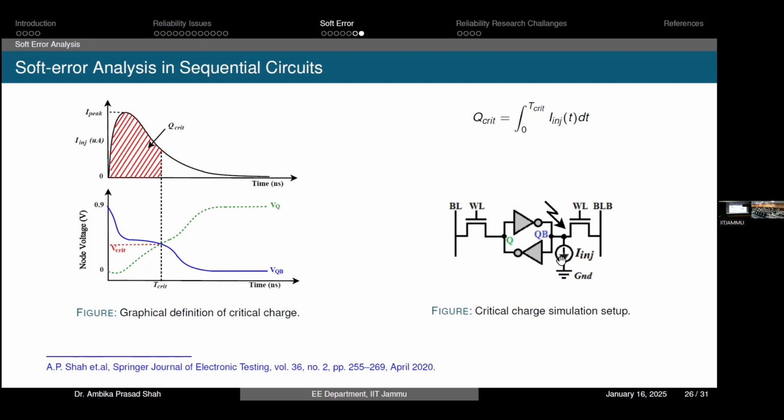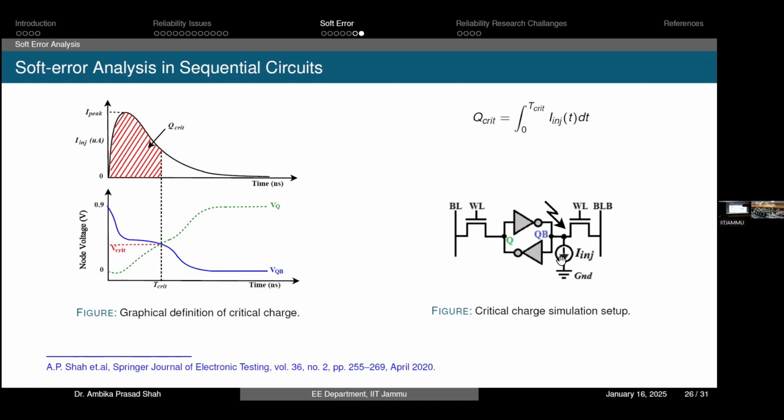That depends on what logic I have stored there. The direction of the current will be decided by what logic you have stored at Q and QB; I think I already explained this in the beginning of the slide. Accordingly, the other node will flip. Initially, let us assume Q was 0 and QB was 1. If I apply the current, charge will start accumulating at that node, and at some point it will cross the trip point of that circuit and flip, because it is a latch, right?